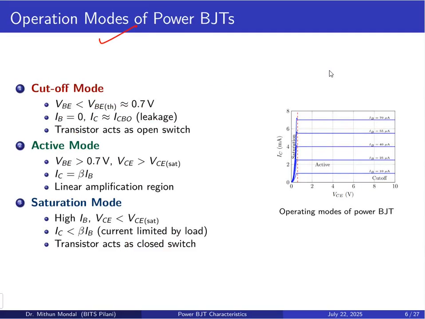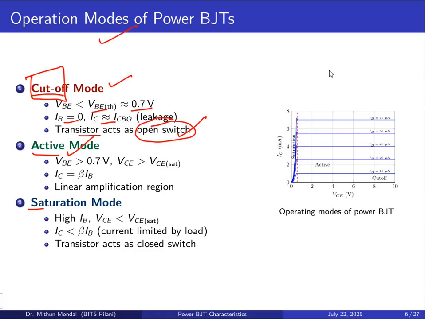The operation modes of power BJTs are three: the cutoff mode, the active mode, and the saturation mode. In the cutoff mode, the base to emitter voltage is below the threshold level of around 0.7 volt, which it has to cross to be in operation. There will be no base current, and the collector current will be the reverse leakage current, the collector to base leakage current. The transistor will act as an open switch. So in the cutoff mode, it is open switch operation.